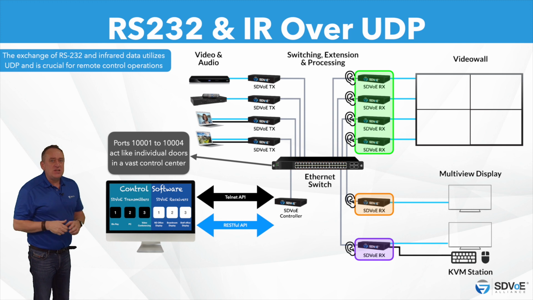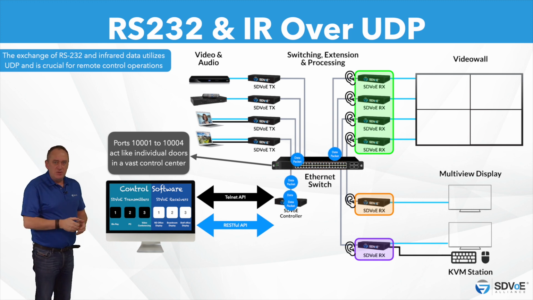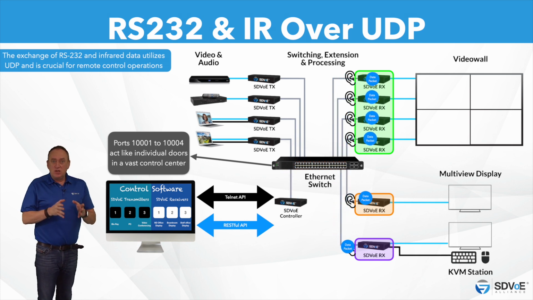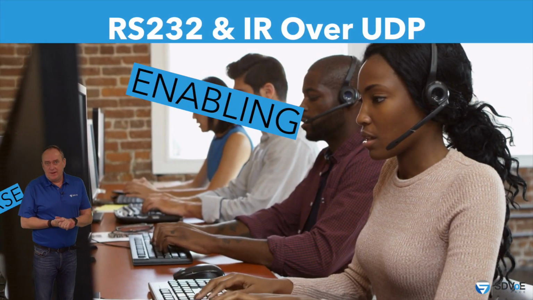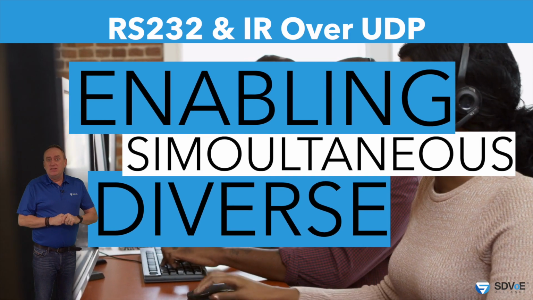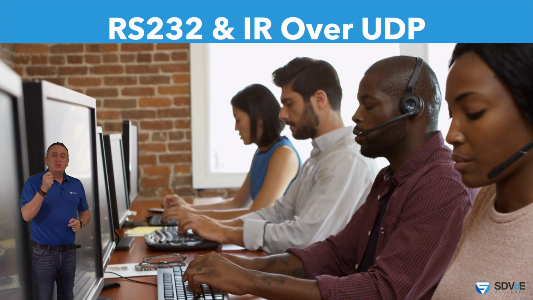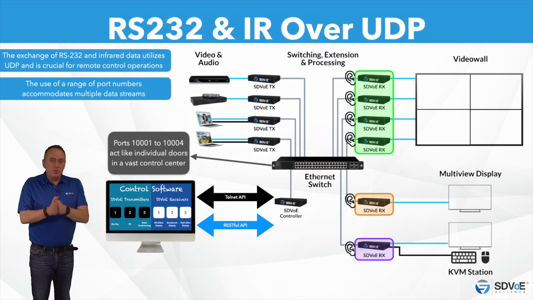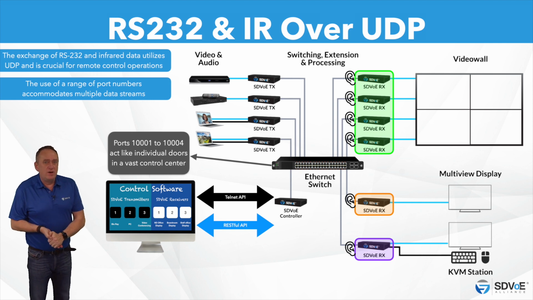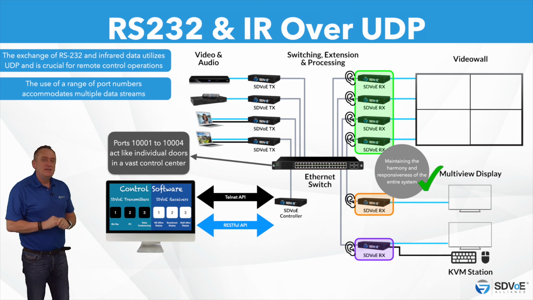Devices listen for signals on these ports, allowing for precise and targeted communication. The use of a range of port numbers accommodates multiple data streams, similar to having several lines open in a call centre, enabling simultaneous, diverse communications. These ports ensure that instructions for audio-visual equipment are not only sent, but also received by the correct device, maintaining the harmony and responsiveness of the entire system.